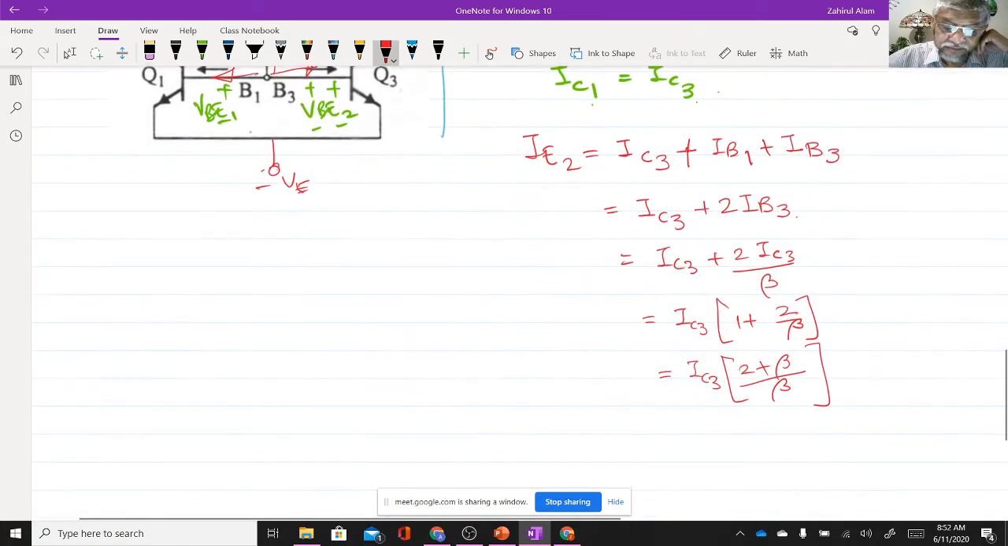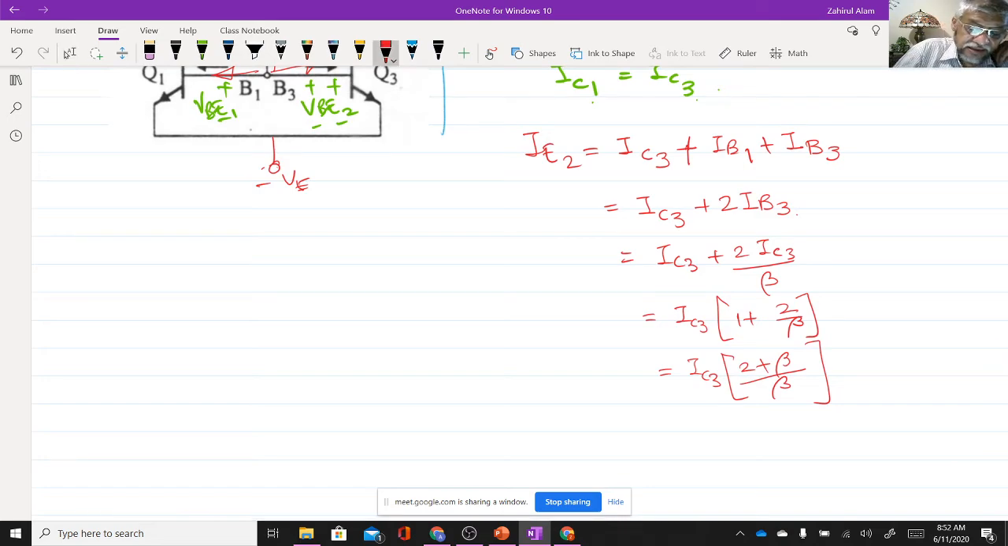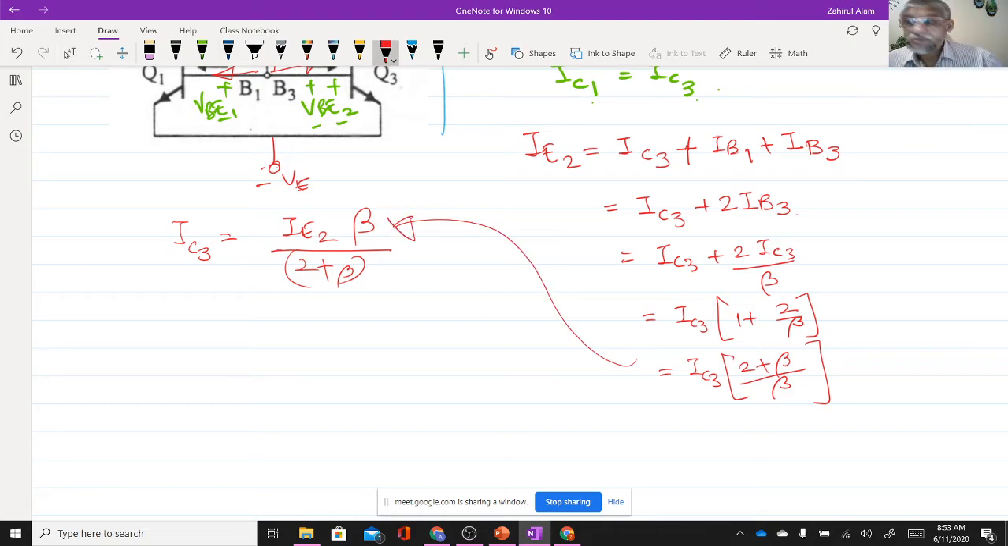So now from this relation I found IC3 is equal to IE2 divided by (2 plus beta over beta). So this is coming from this location.